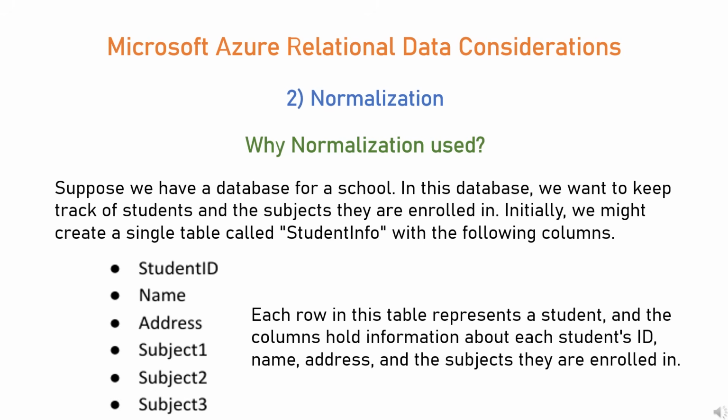Why normalization is used? Suppose we have a database for a school. In this database, we want to keep track of students and the subjects they are enrolled in. Initially, we might create a single table called student info with the following columns. Each row in this table represents a student, and the columns hold information about each student's ID, name, address, and the subjects they are enrolled in.